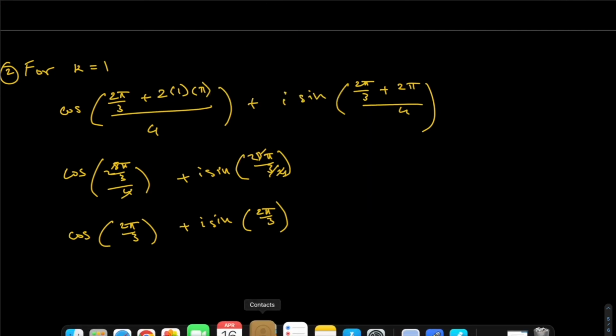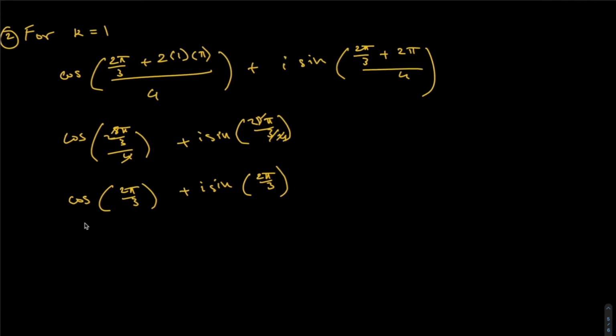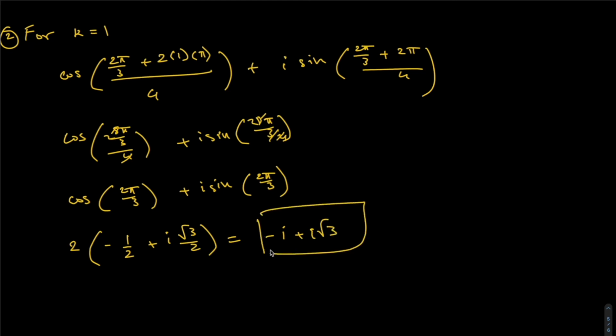Right, so I'll have 2 pi by 3, right? So 2 pi by 3 is pi minus pi by 3, so it's kind of negative, right? It's not kind of negative, it is negative. So this will be 2 times minus half plus I times square root of 3 by 2. So it will be minus 1 plus I root 3. So that is my second root. So z2. That is my second root.